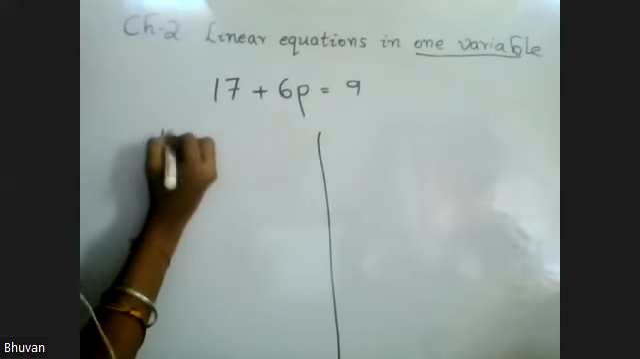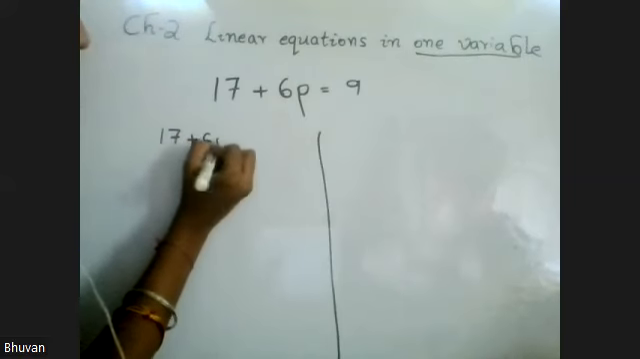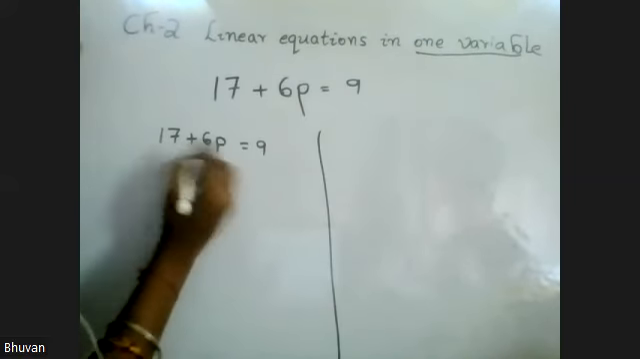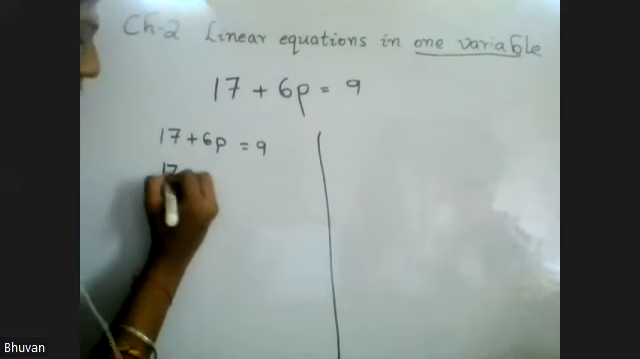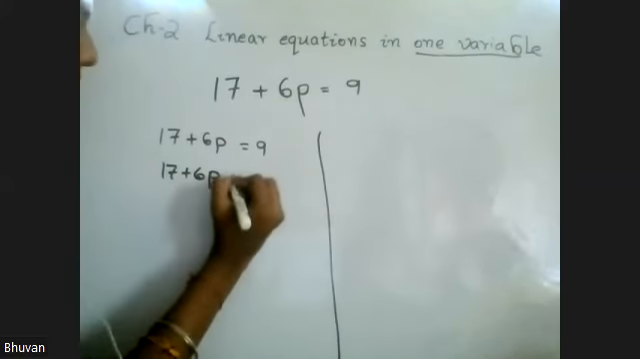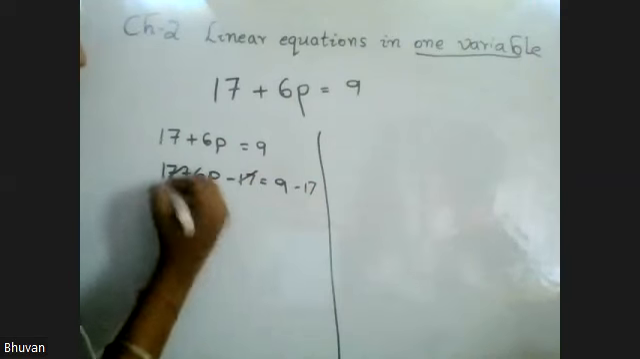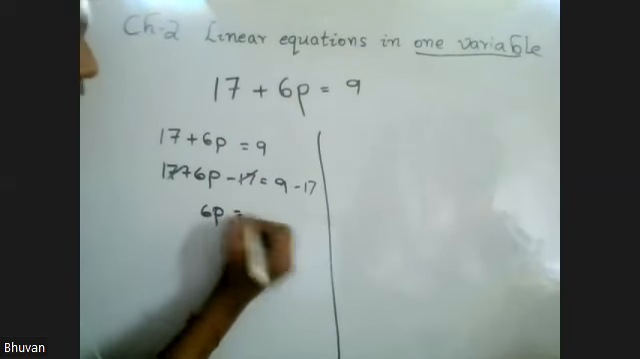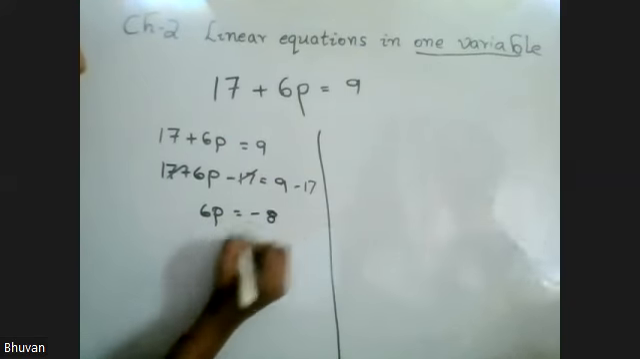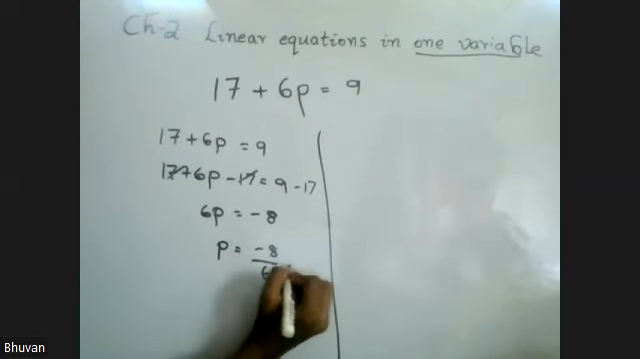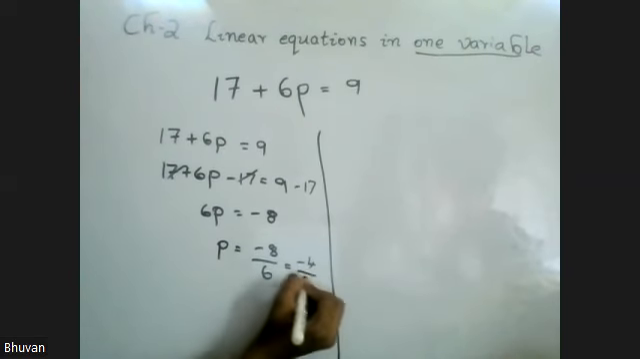Now, 17 plus 6p is equal to 9. We can add the additive inverse, minus 17. So 17 plus 6p minus 17 is equal to 9 minus 17. The 17s cancel. 6p is equal to 9 minus 17, which is minus 8. p is equal to minus 8 by 6, which is equal to minus 4 by 3.